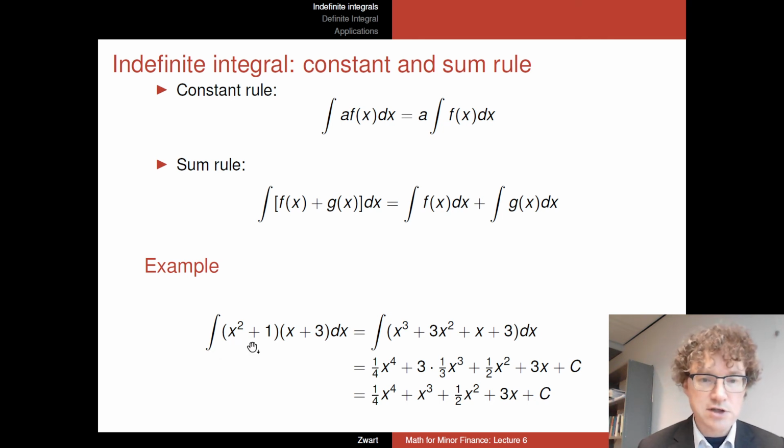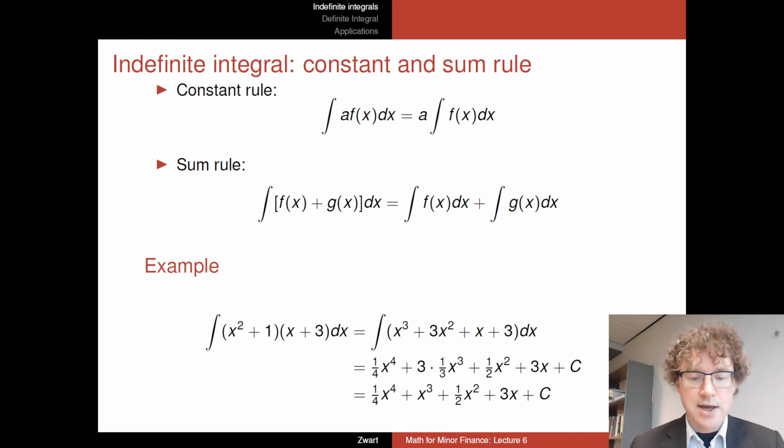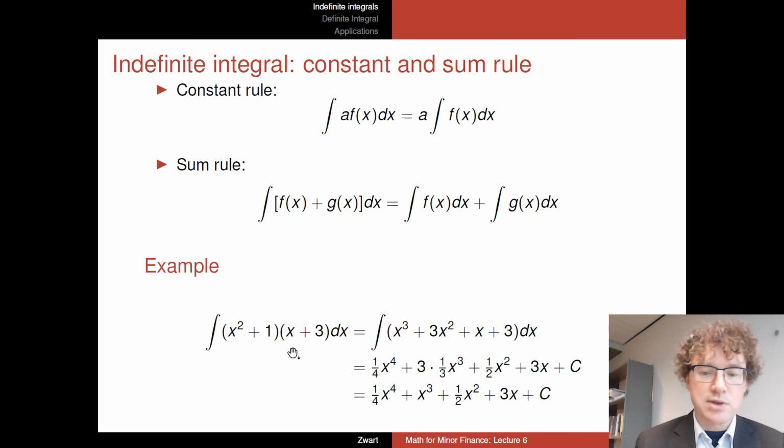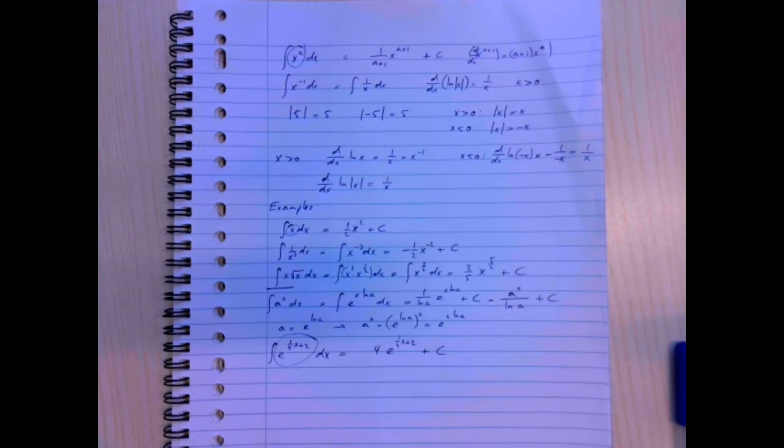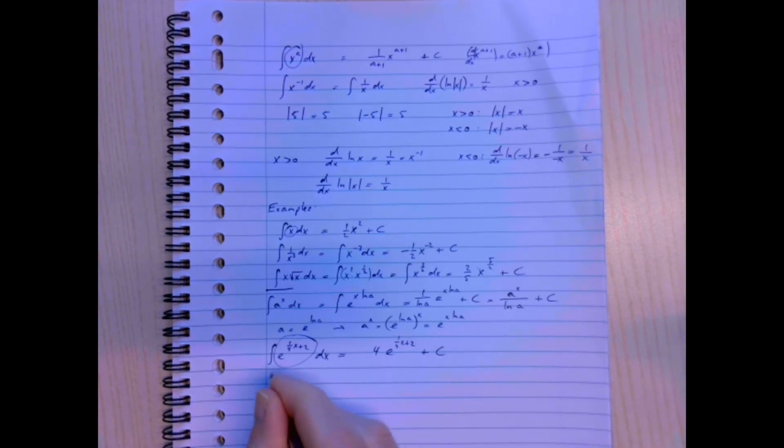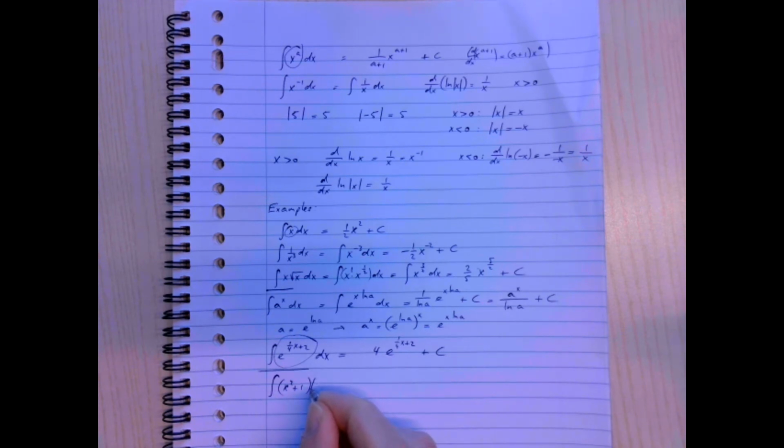It's a function we want to take the integral of: x squared plus 1 times x plus 3. Well, so problem, we have a product. I didn't tell you what the product rule is, so can we get around this? Yeah, we can by rewriting this product actually as a sum. It's here, but let me do it for you on paper. So this example was the integral of x squared plus 1 times x plus 3 dx.